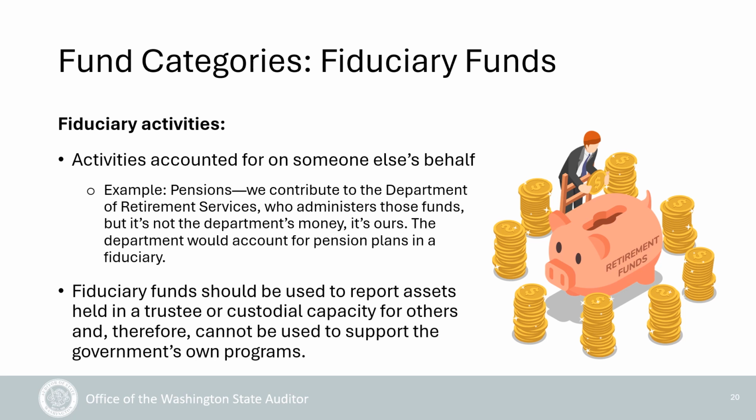An example most of us know are state pension programs, such as PERS and TERS. We contribute money to the Department of Retirement Services and they administer the pension plans. DRS cannot use this money for their own purposes, such as renovating their office space, upgrading computers, etc., because this money is not their revenue. Pension money is the employee's money and therefore should be accounted for in the fiduciary funds.